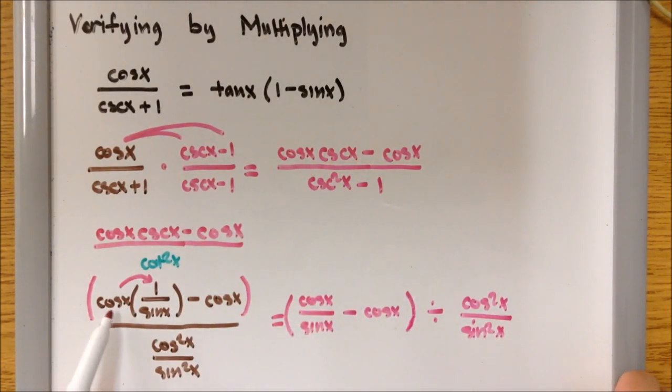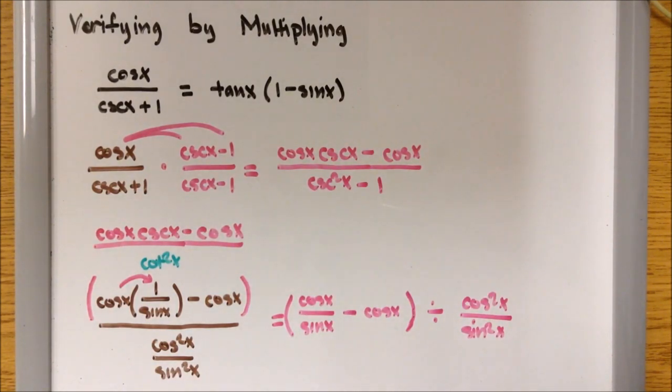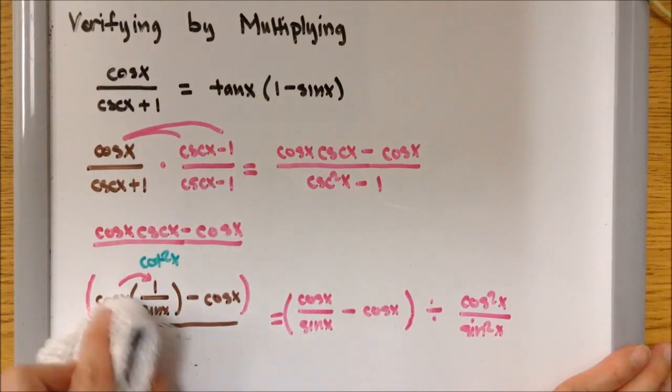Now, here, when I distribute the cosine of x, or multiply to 1 over sine of x, the parentheses on 1 over sine of x goes away, and we simply have cosine of x over sine of x. But we have the outer parentheses still there. Next, I'm going to erase to make more room.